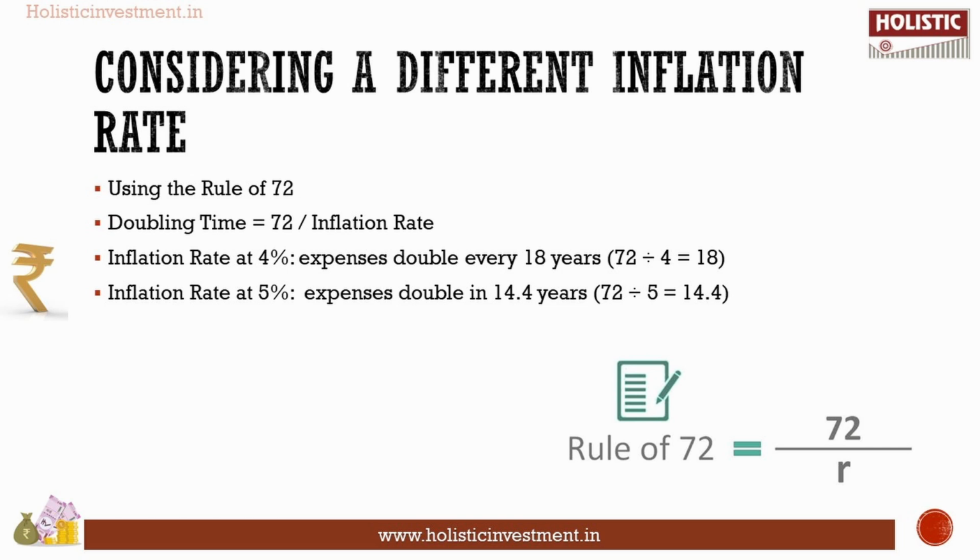Adjusting for different inflation rates. Let's see how the different inflation rates impact your calculation. Inflation rate at 4%: if your current monthly expenses are rupees 50,000, they will double to rupees 1 lakh in 18 years. Inflation rate at 5%: using the rule of 72, your expenses will double in 14.4 years.